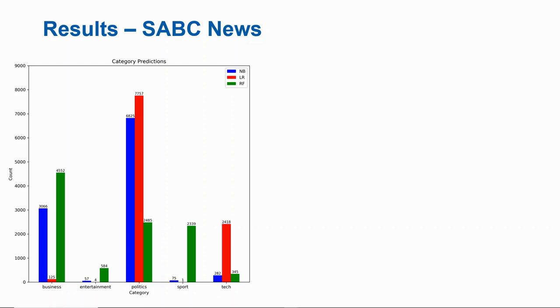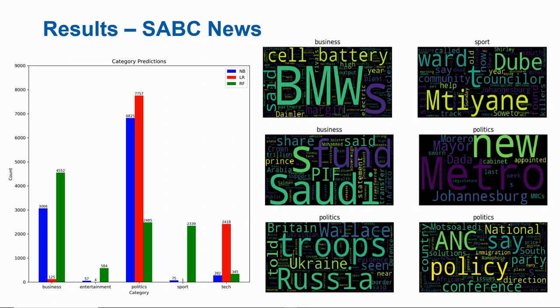And then finally, the Random Forest classifier was a little bit more balanced, but predominantly business and politics, followed by sport, entertainment, and technology. So the Logistic Regression classifier was then used. The predictions for the Logistic Regression classifier were used to generate the word clouds.